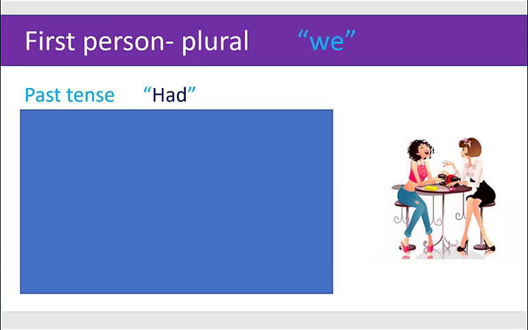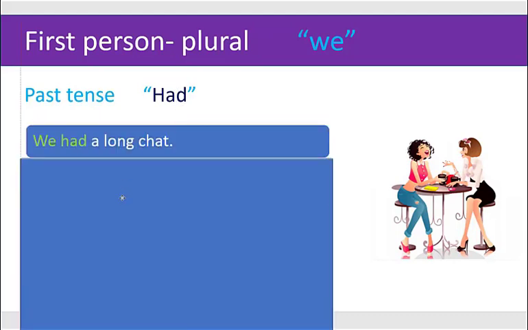Okay, moving on to the first person plural. So we're now looking at we. So it's not just me, it's myself and somebody else. So we're still staying in the past tense and we're still using the had form of have. So let's have a look at some sentences again.